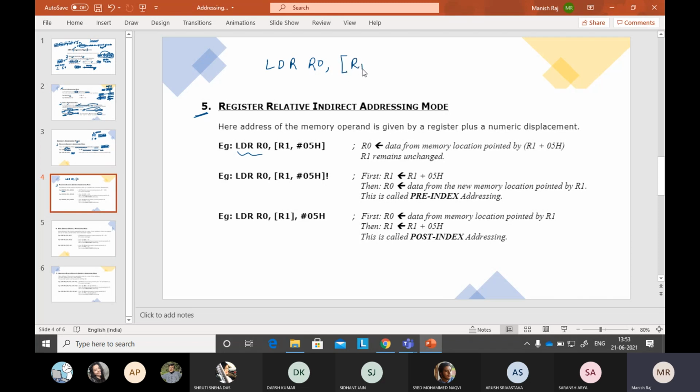After that it is written like this: R1, hash 05H. Okay, it will be written like this. So what does that mean? What you will do, I am taking one example here so you can understand better.